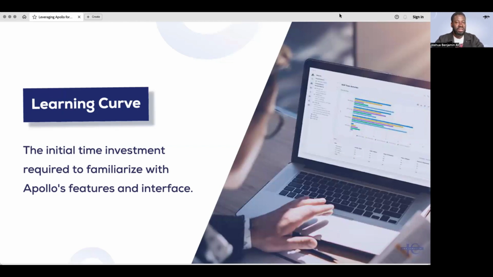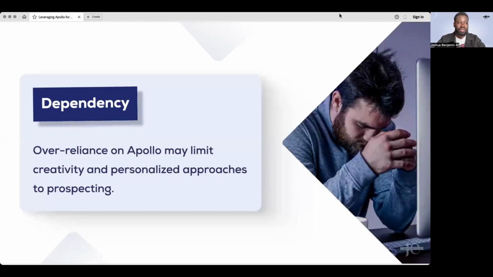So that could be a disadvantage as well. Dependency. So over-reliance on Apollo may limit creativity and personalized approaches to prospecting. This is one thing that a lot of people tend to fall short of. So I've had calls with people who are very familiar with Apollo, or they are familiar with another way of actually prospecting leads, maybe using LinkedIn or something, but they are over-reliant on one kind of software or one system that they use for lead generation.